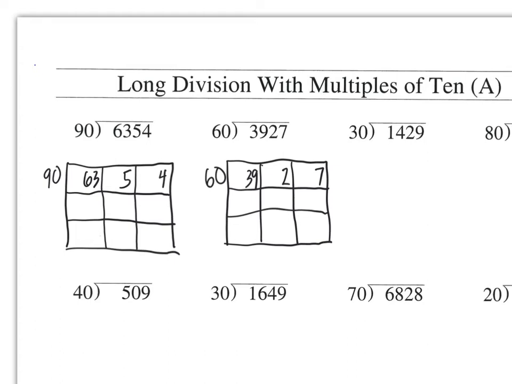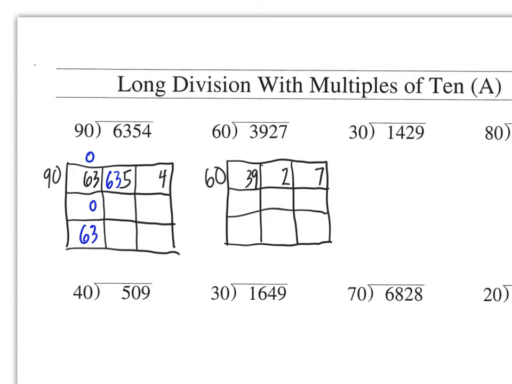Okay, so the first thing you're going to notice is when I set up the problem here, I did 6,354, but I just put the 6 and the 3 in the same box because I realized 90 isn't going to go into the 63. So what I'll do is, that will go in 0 times, so our 63, and we are going to slide that over with the 5. So now we have 635, and now we have something to work with.